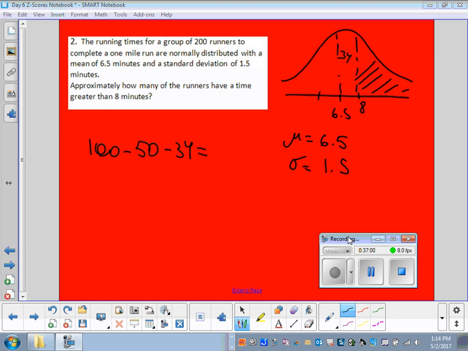Don't you need to find the z-score first? No. These kinds of problems can be found using the empirical rule, because 8 is exactly one standard deviation away from my mean. Yes, it's okay to use the z-score too, so I just want to compare. 100 minus 50 minus 34 is 16%. So 16% of all the runners took longer than 8 minutes. Then I need to find 16% of 200. So 200 times 0.16 gives me 32 runners, not percent, runners.